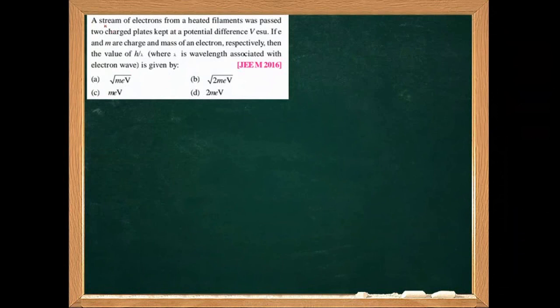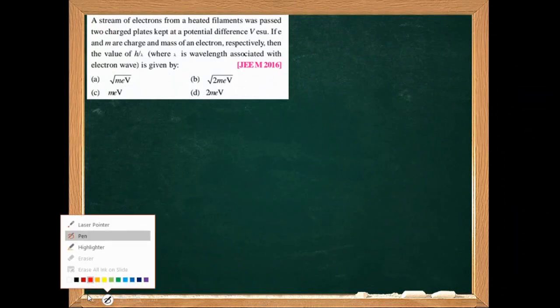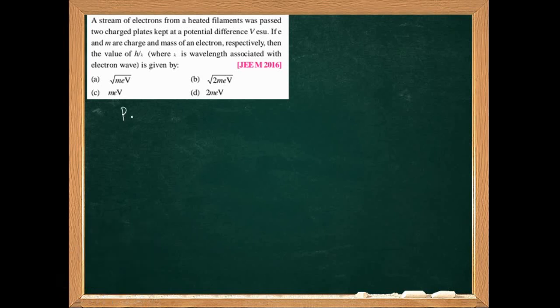Now, in this question, a stream of electrons from a heated filament was passed through 2 charged plates kept at a potential difference of V. So the potential difference applied is V. If e and m are the charge and the mass of the electron respectively, then the value of h upon lambda is, this is what is asked ultimately. This is what we have to find.